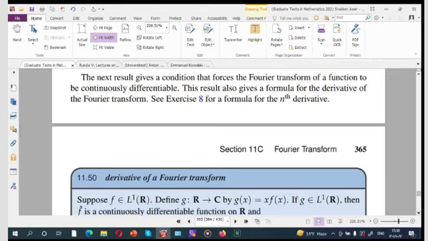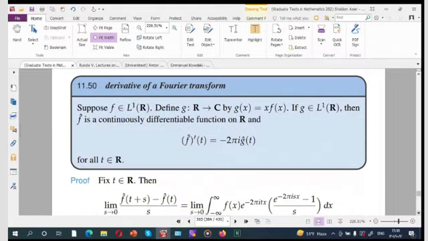And what we said in the previous session is this proposition: if we consider g of x equal to x f of x, and g belongs to L1, then we have this equality. Okay, we have this equality.